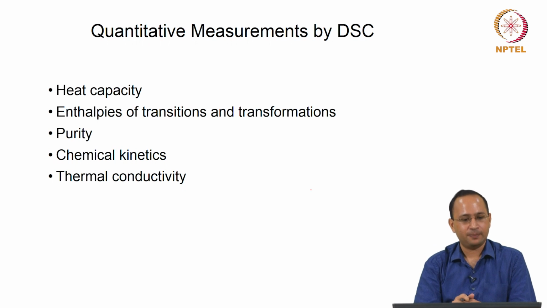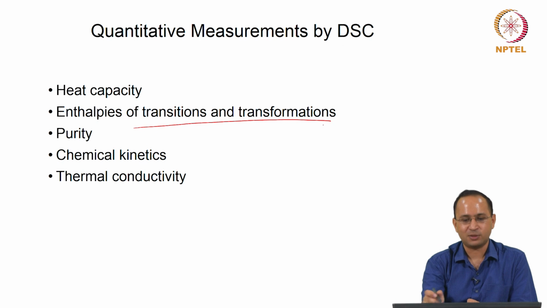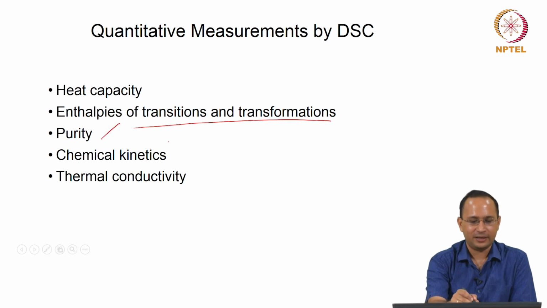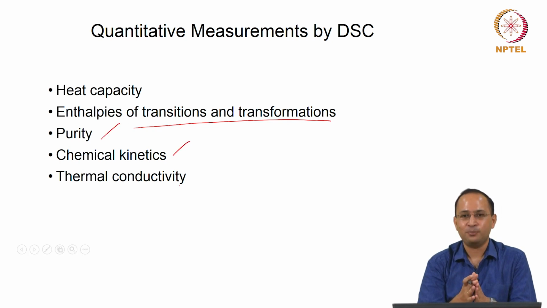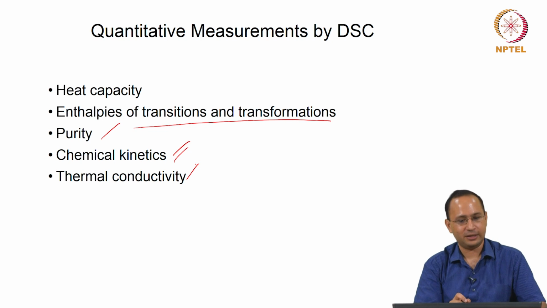So heat capacity can be calculated, because we are basically measuring the power, and if you integrate and calculate the peak area, you will be able to calculate the heat capacity. Enthalpies of transitions and transformations: for any transformation or transition which happens, we can calculate the associated enthalpies, because we can measure the heat. Purity: if you are talking about impurity in something, we can measure the degree of purity. Chemical kinetics, thermal conductivity, okay.